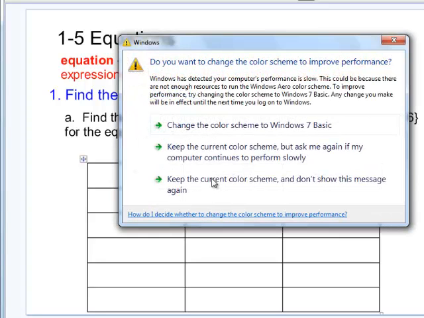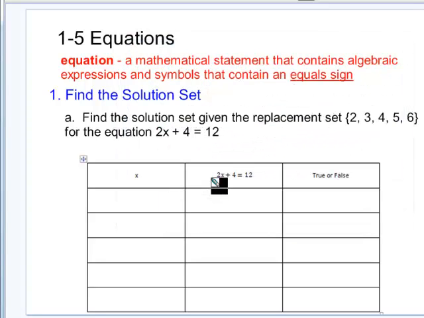Well, an equation is a mathematical statement that contains algebraic expressions and symbols that contain an equal sign. And notice I've underlined equal sign because that's the big difference. An expression does not contain an equal sign, whereas an equation does. They're both still statements. Okay, so here we go.